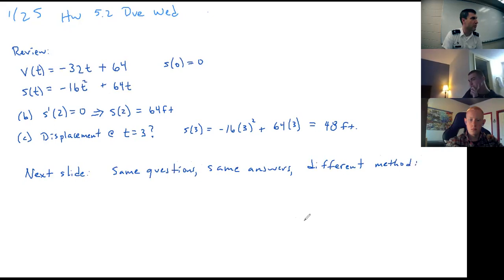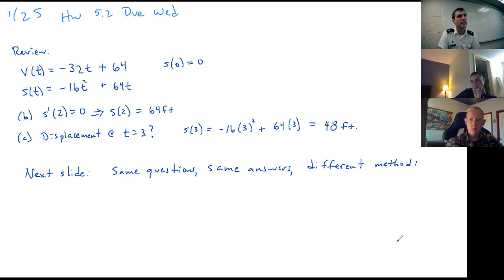All right, so that's what we're going to come up with. Our answers from before were 64, 64, 48. What's my initial velocity? 64 feet per second. What's my maximum height? Coincidentally, it's also 64 feet. I don't think there's a pattern there. And then the last one was 48 feet, okay? But now we're going to have a new method of actually getting these answers.